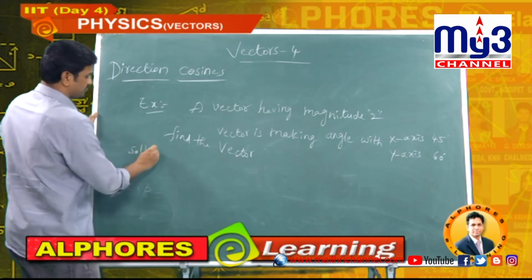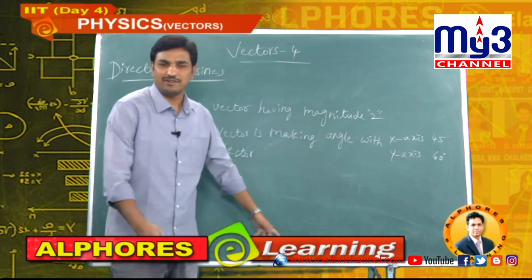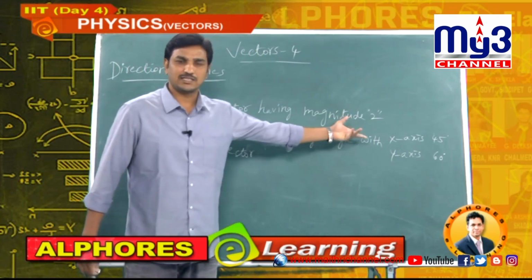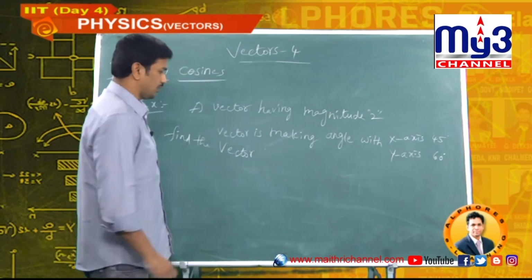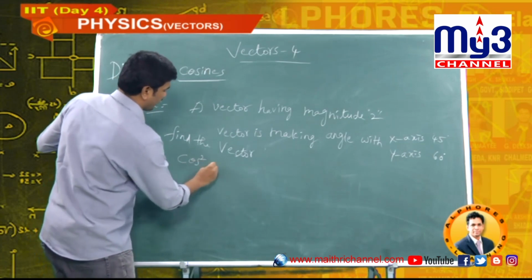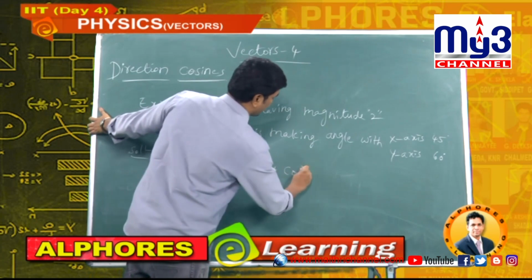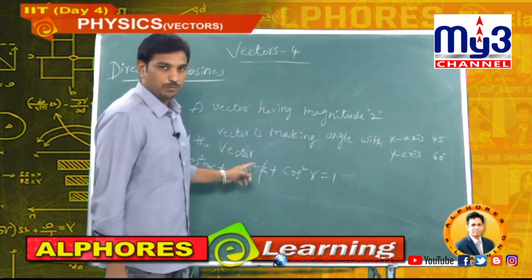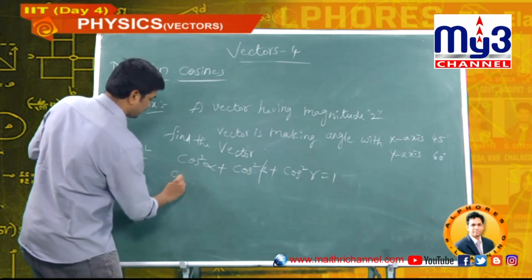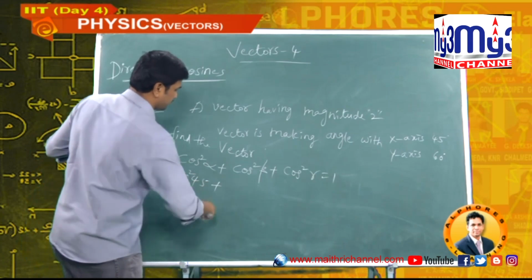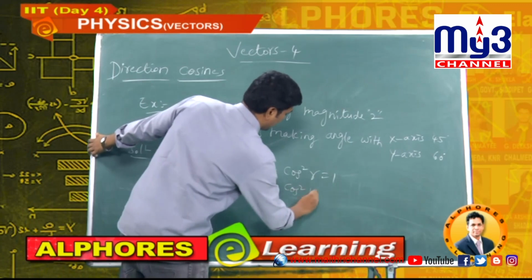How can we solve that? See, with the x-axis I know the angle, that is alpha. With the y-axis I know the angle, that is beta. Alpha, beta, I know that. Can I calculate gamma? Yes, we can calculate. What is the result? cos² alpha plus cos² beta plus cos² gamma is equal to 1. Just now we proved this result. Alpha value 45, cos² 45, cos² 60, plus cos² gamma is equal to 1.